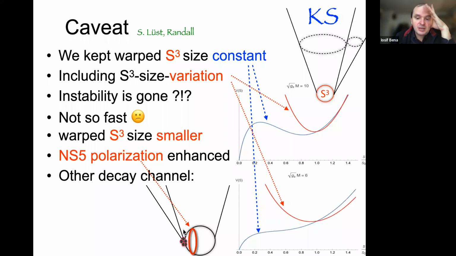Because the S3 becomes smaller, this enhances the polarization into NS5s, and can actually cause another decay channel. That's something which at this point I think Thomas Van Riet and Severin Lüst are working on, trying to figure out whether this is really going to give you something metastable, or because of the size of the S3 becoming smaller, you enhance this Kachru, Pearson, Verlinde polarization channel, and you'd actually decay in some other way. That's basically the status of this investigation at this point.